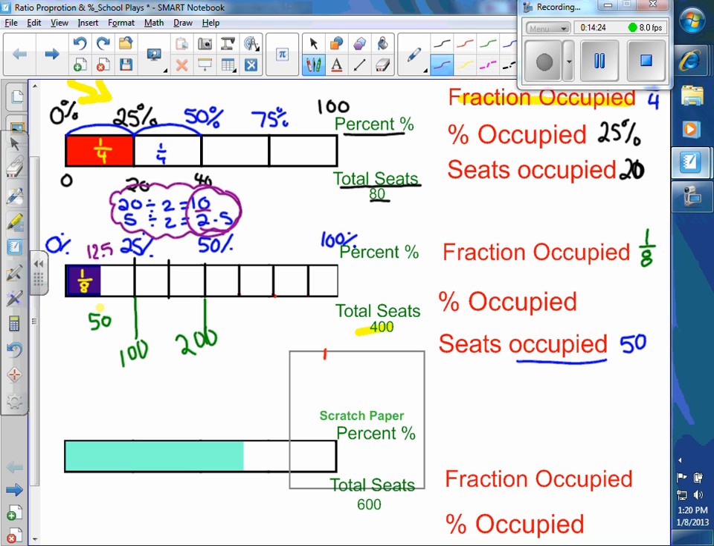So even though Cooper and maybe Grace, and probably several people in here, can divide 100 by 8, sometimes it's easier to just do in half, in half, in half, like we just did there. You have choices. And a lot of times, different ways work best for different people. So Bailey, what percent is occupied in the second example?